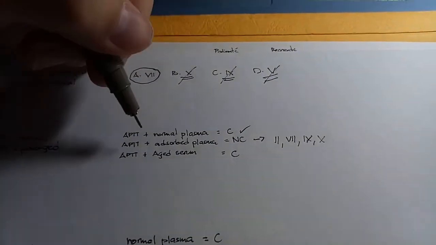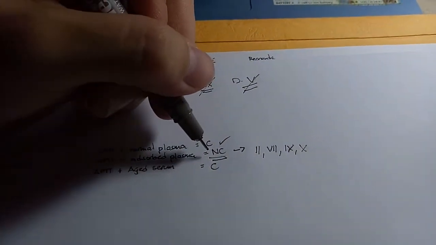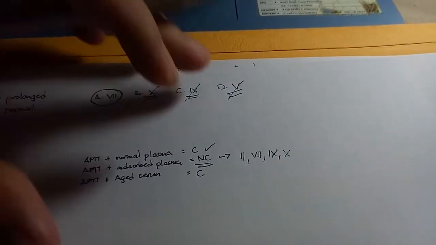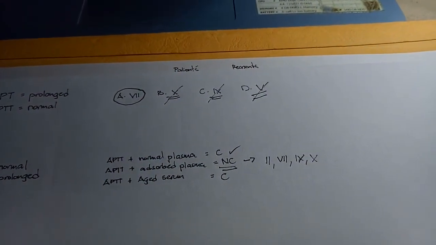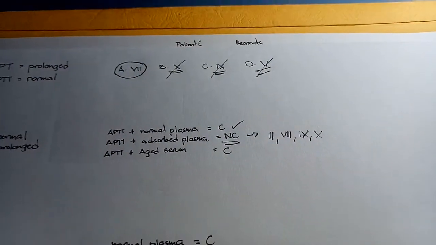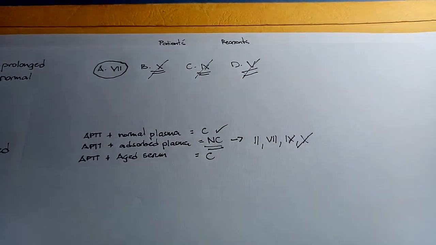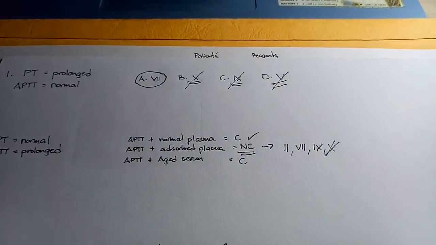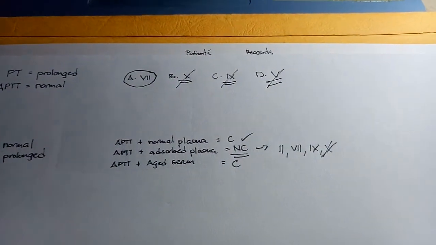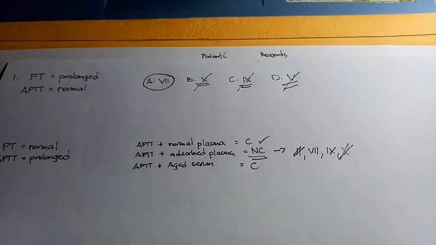So, ngayon isa-isahin natin. May idea na tayo based sa adsorbed plasma. Not corrected siya eh. Dahil not corrected siya, ito na yung apat. Ngayon, hindi pwedeng factor 10 yung missing factor. Bakit? Kasi factor 10 belongs to the common pathway. Ngayon, hindi naman pwedeng si factor 2, kasi si factor 2, it also belongs to the common pathway.